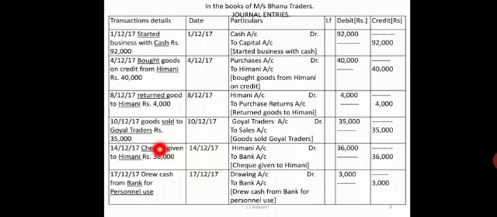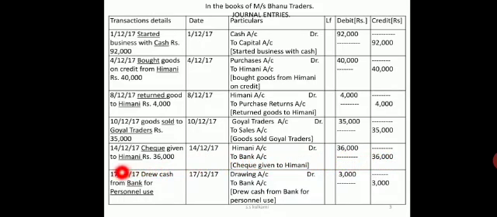Then we are paying check. So when check is being paid, that means your bank balance is reduced. So decrease in asset is on the credit side. So decrease in liability is debited. That's why Himani's account is debited. Decrease in asset is credited. So bank account is credited. So you are having Himani's account is debited to bank account 36,000, 36,000.